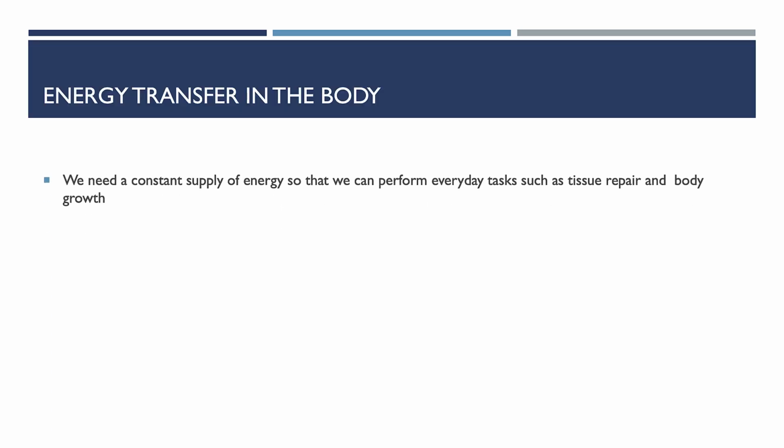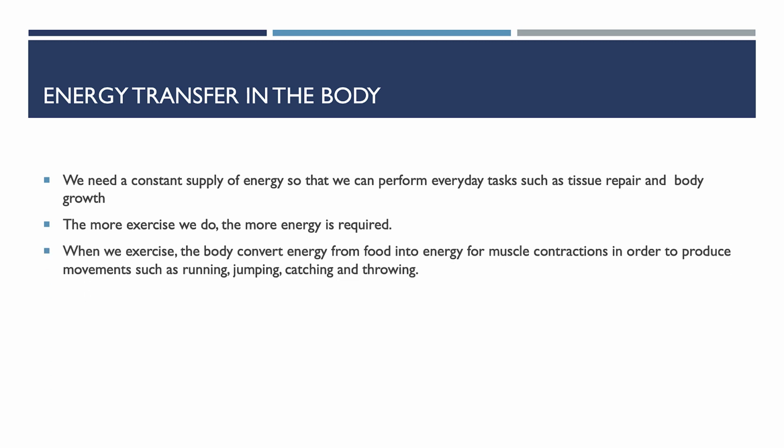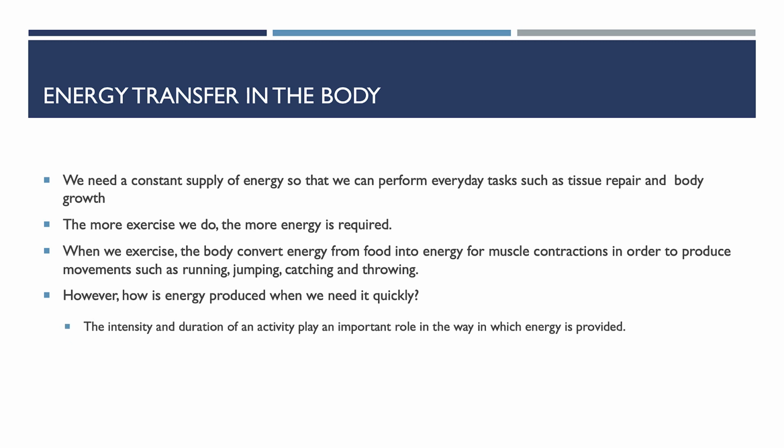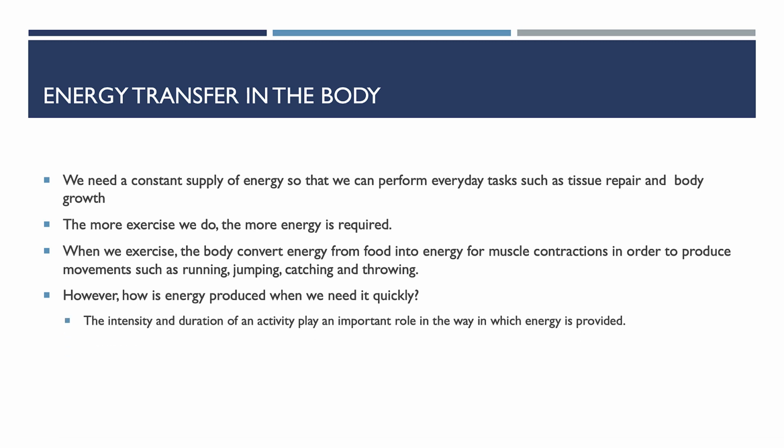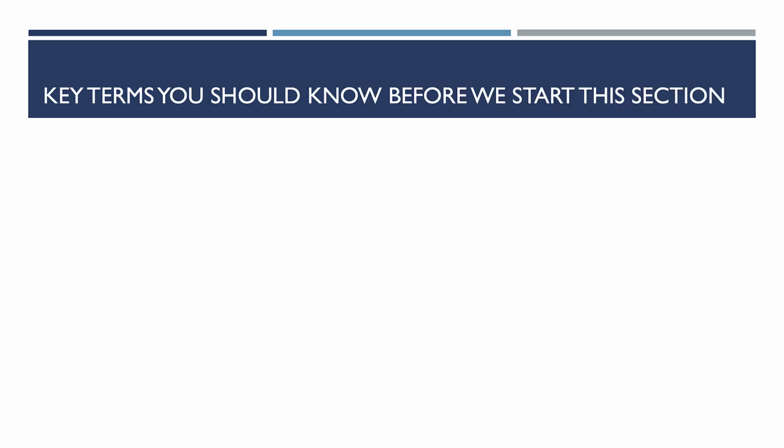We need a constant supply of energy so we can perform everyday tasks such as tissue repair and body growth. The more exercise we do, the more energy is required. When we exercise, the body converts energy from food into energy for muscle contractions in order to produce movements such as running, jumping, catching, and throwing. However, how is energy produced when we need it quickly? The intensity and duration of an activity play an important role in the way in which energy is provided.